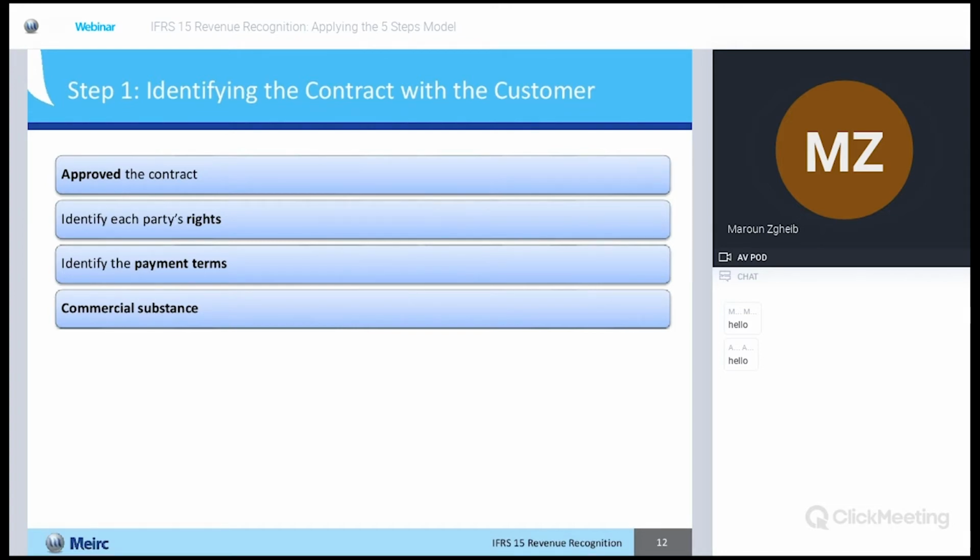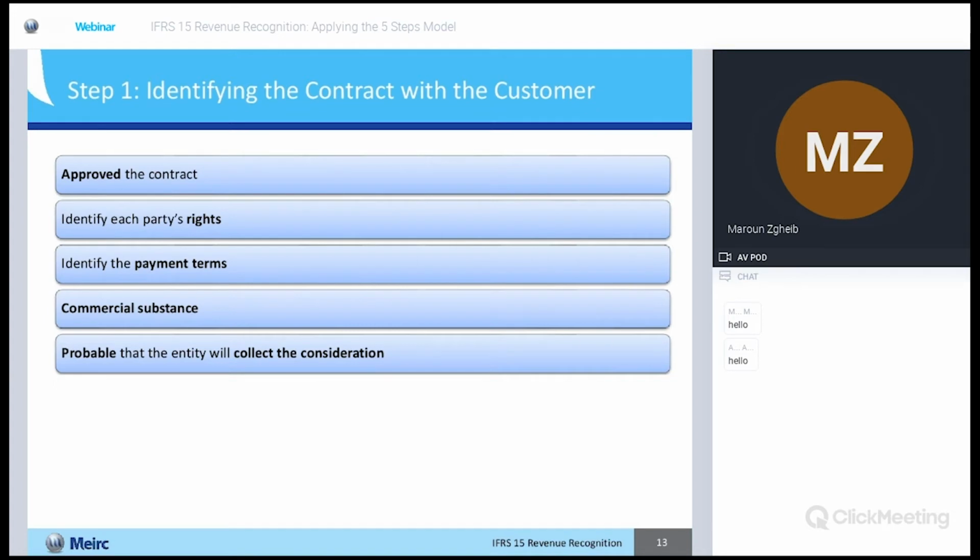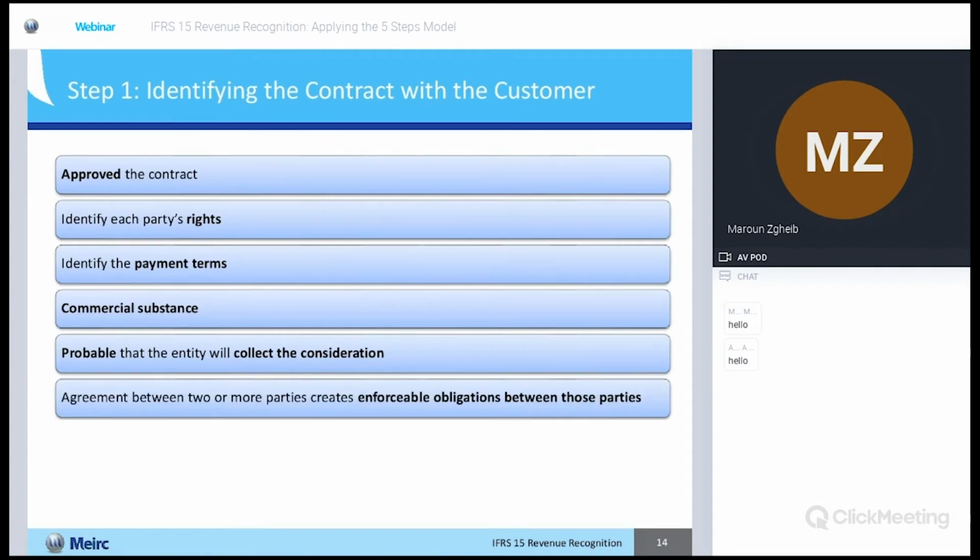Otherwise, if it's a gratuitous contract, probably we have to look at another standard, maybe IAS 20, governmental grants, but it does not fall under IFRS 15. The probability to collect the consideration. If my customer is bankrupt, if my customer has very low liquidity and solvency, and there is a very high chance or probability that he will not pay for me, then we cannot apply IFRS 15.